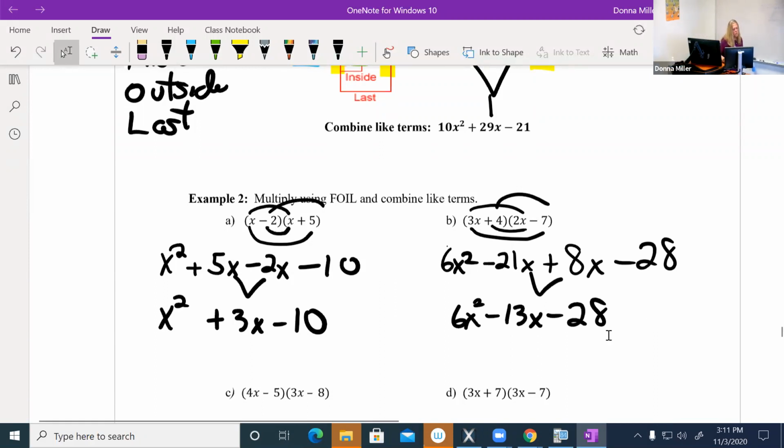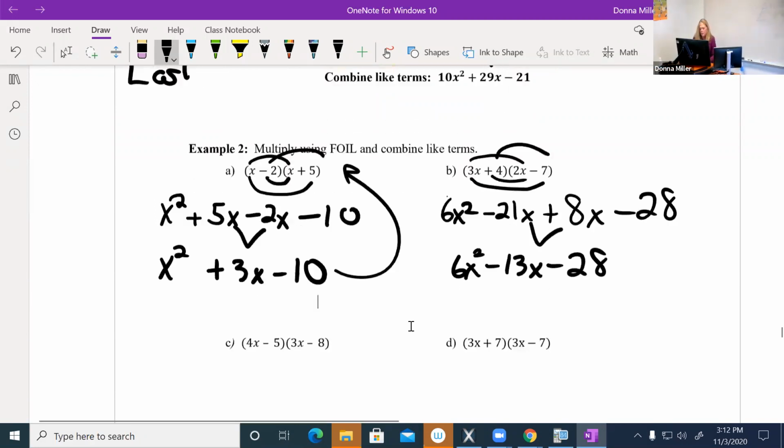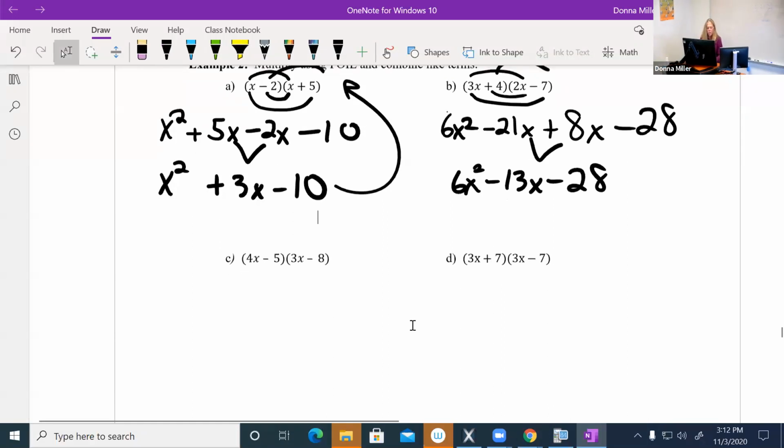Okay. So this is always first, outside, inside, last. All right. This is kind of a preview for factoring, because for factoring, we're going to go from here to here. We're going to go backwards. All right, I'll tell you what, I want you guys to do C by yourselves. And when somebody has the answer, tell me what the answer is.